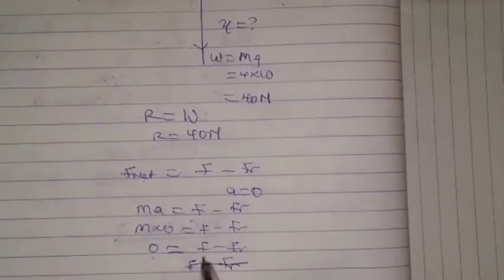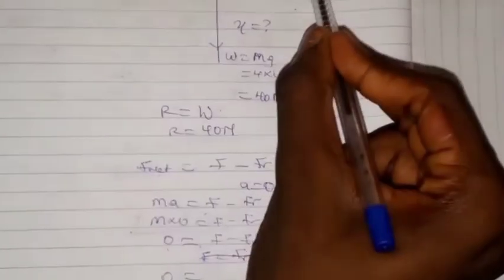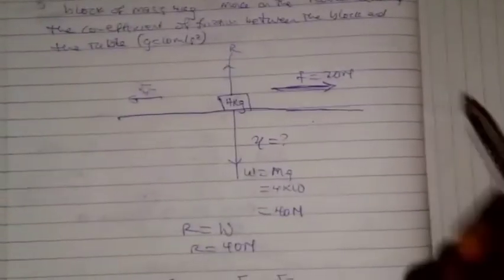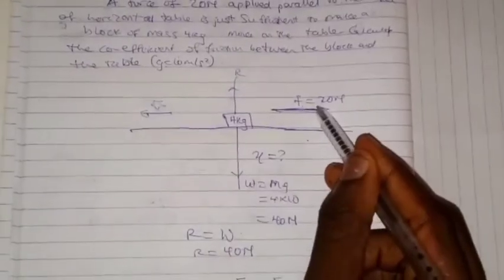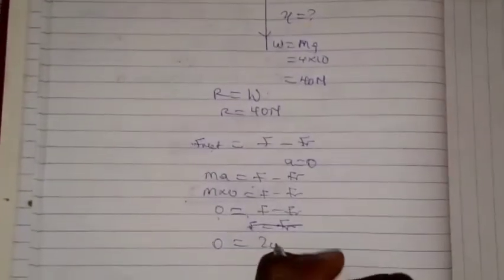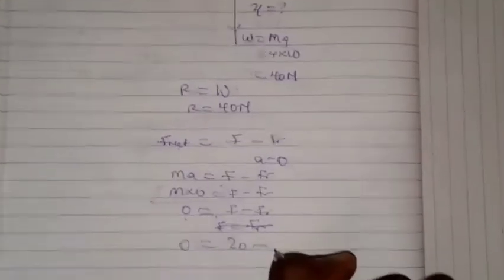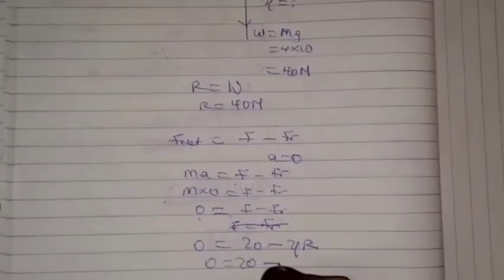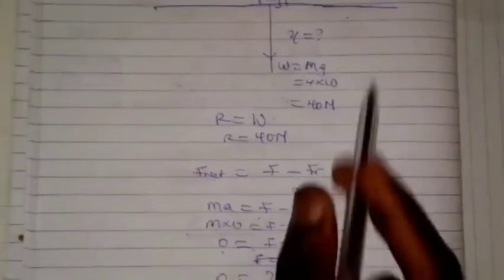0 is equal to what? What's your F? That's 20 Newton. They've given us in the question. So this is our F. F is 20 Newton. So 20 minus, what's the formula for your frictional force? mu R. So 0 is equal to 20 minus, what's mu? We are looking for mu. Then mu times, what's R? R is 40 Newton.